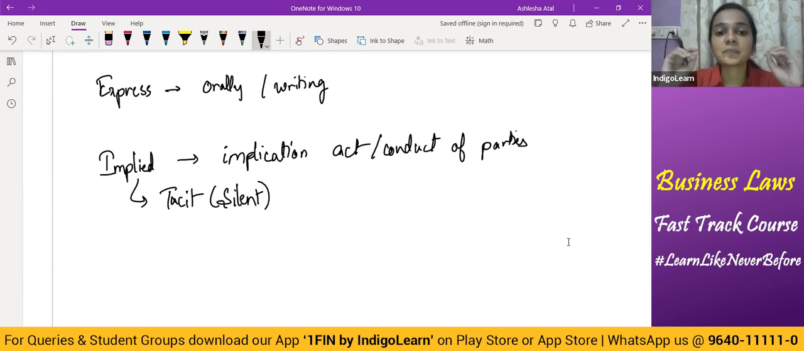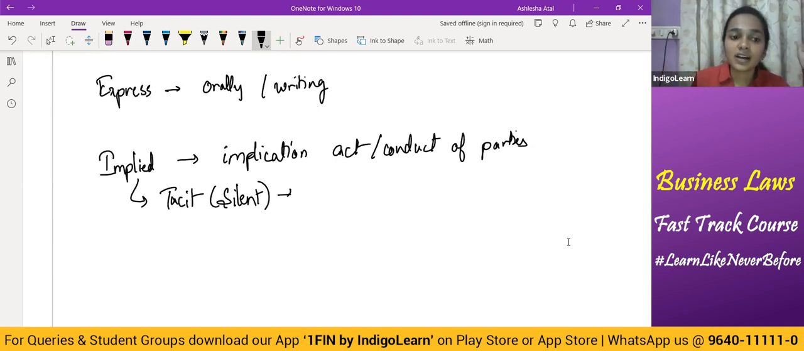It's just that it is an implication done by the conduct of the parties or the act of the parties. So an example of tacit contract could be withdrawing cash from the ATM. Implied and tacit both are the same, they are not different. It's just that tacit is a subset of implied contract.